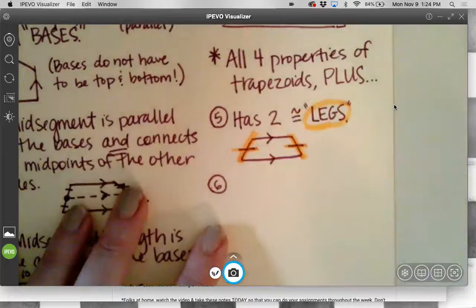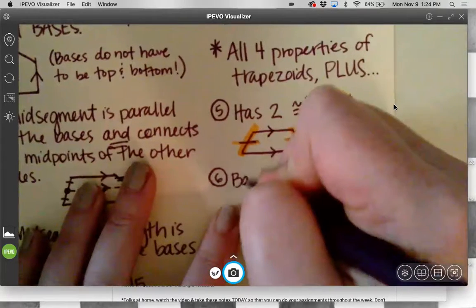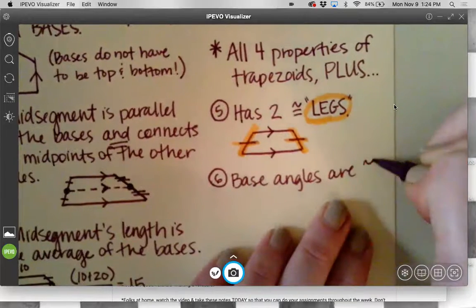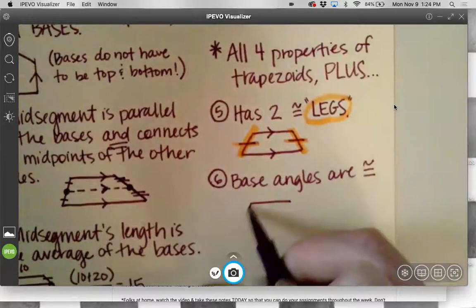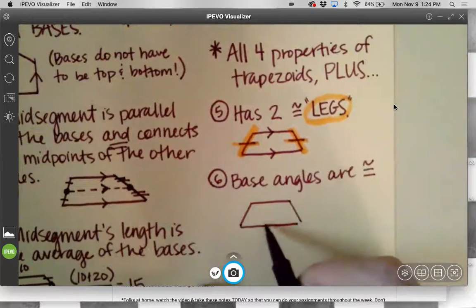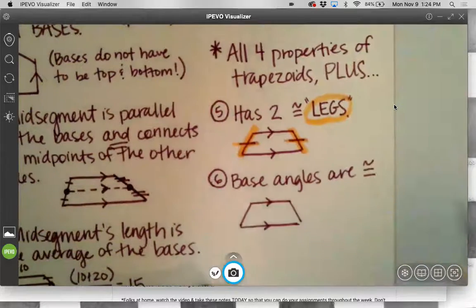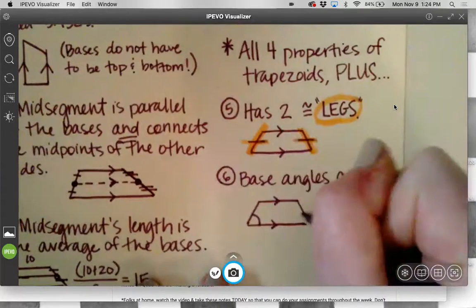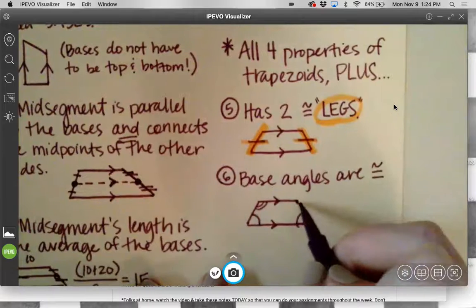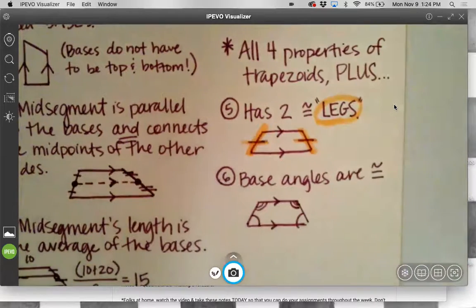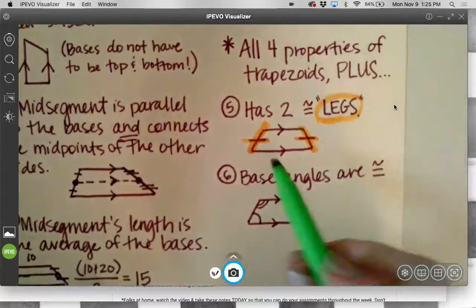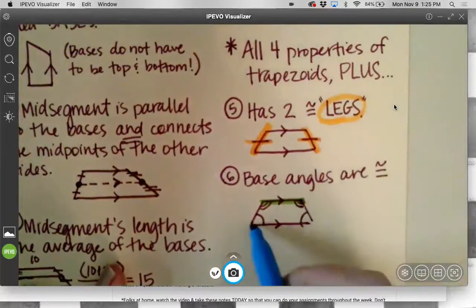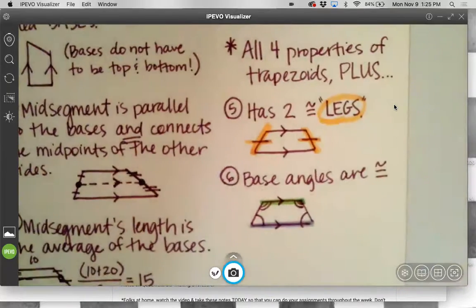Property number 6, the base angles are congruent. Okay, so your base angles are connected by a base. So you've got this one and this one, and then you have these two in the top. Again, with a bit of color coding just to show how they're connected with those bases.